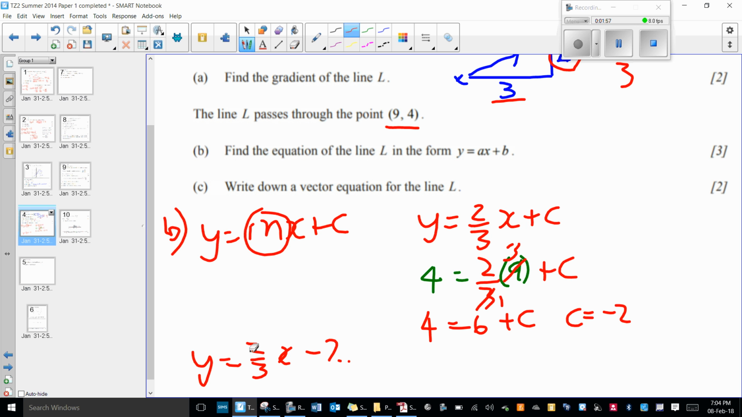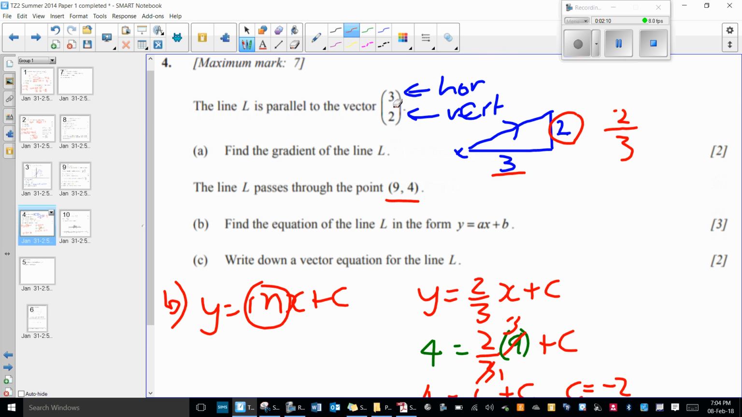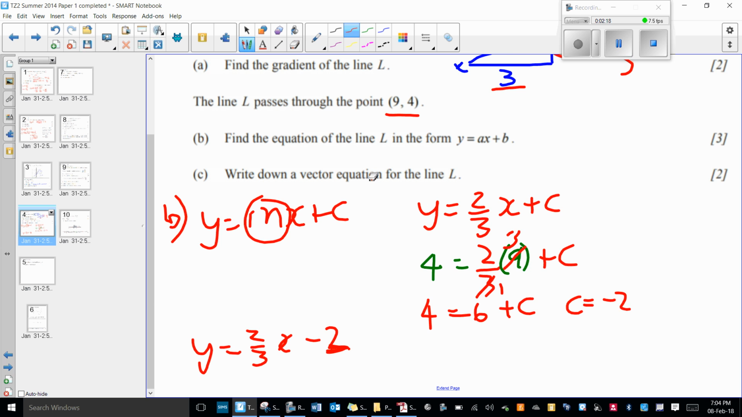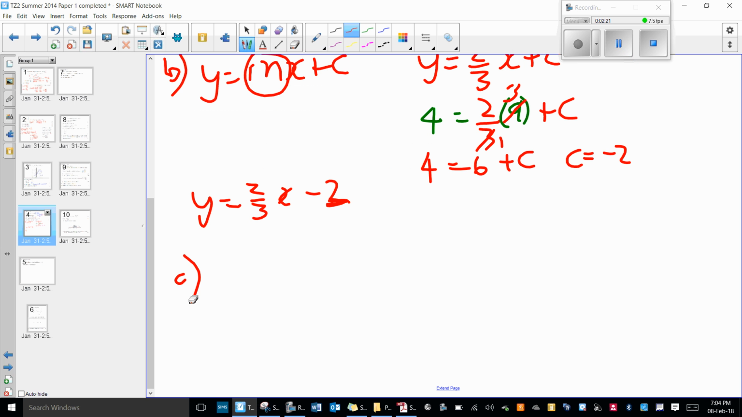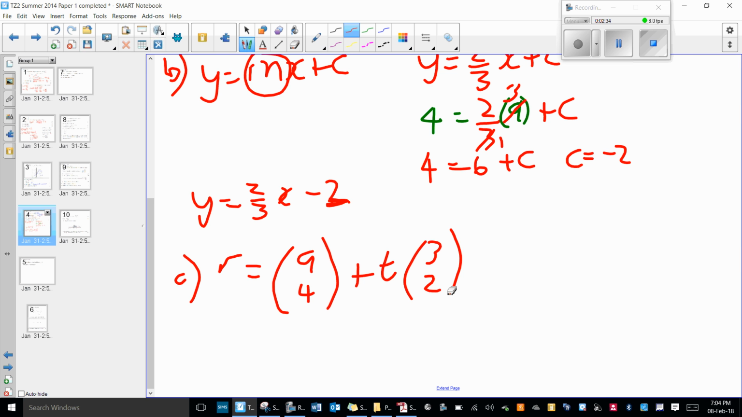Okay. C, write down a vector equation for the line. Oh gosh, that's what I need. Sorry, it's a 2, not a 3. Right, okay, so we know it's parallel to this vector here, and we know it goes through this point, so that's all we need for a vector equation. So we've got r equals (9, 4), which is the point it goes through, plus, you can use any parameter, I'm going to use t, times (3, 2). There we go, done.